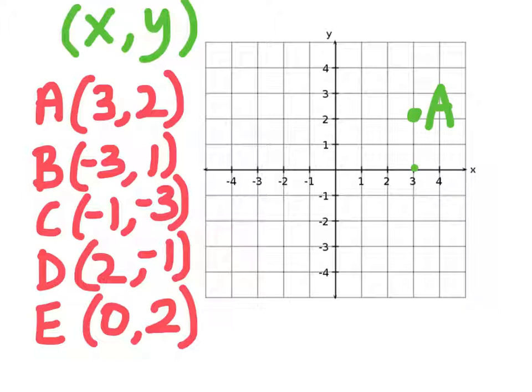Point B is at negative 3, so I go to negative 3 on the x-axis and up to 1 for the y, so it would be point B. Point C is at negative 1 on the x-axis and negative 3 on the y, so point C. Point D is at (2, -1), so we've got point D. And point E is at 0 on the x-axis, 0, and then it's at 2 on the y-axis.